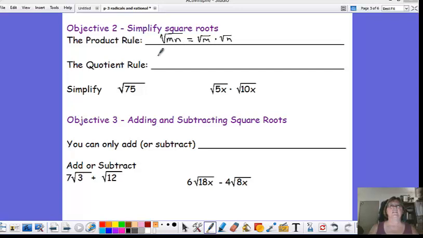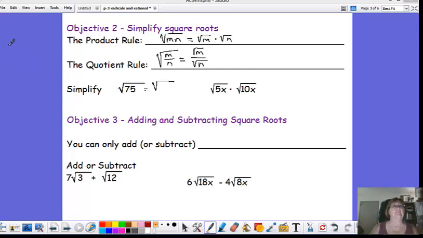The quotient rule uses what we just used a moment ago with that 1/25. If we have the square root of a quotient, we can break it out as the square root of the top, the numerator, divided by the square root of the bottom, the denominator. We use those to help us simplify square roots, and I've got one here, and I'll show you the way that I teach this. If I want to simplify this, because I know if I put it in my calculator I don't get a nice round number, I have to break this thing up into its pieces, and I'm looking for pieces or factors of 75 that are perfect squares.